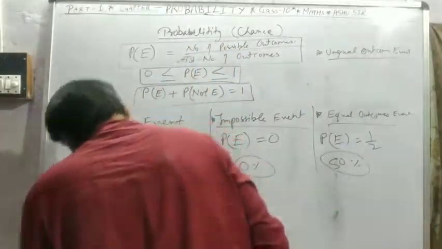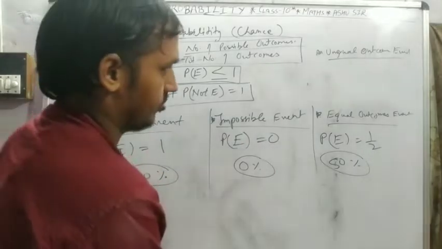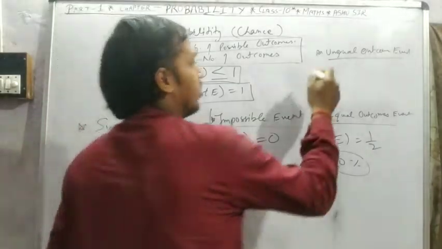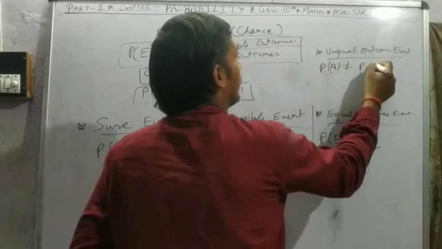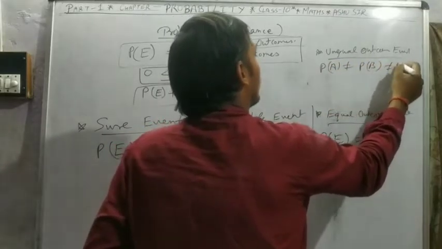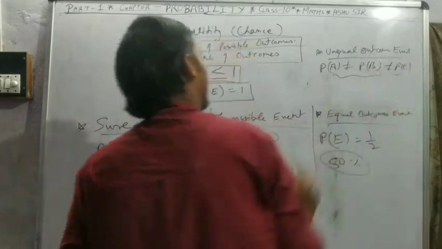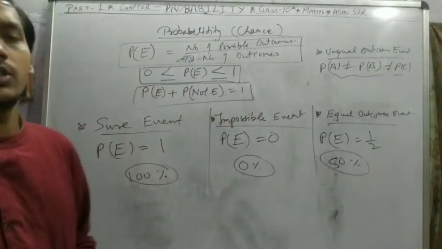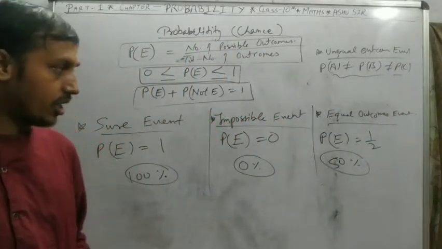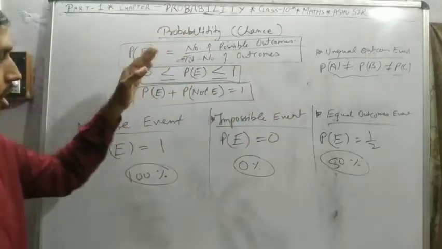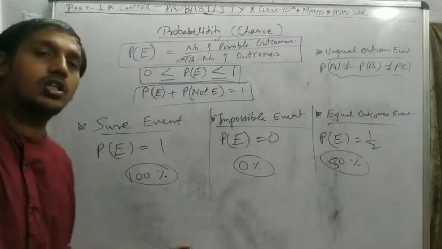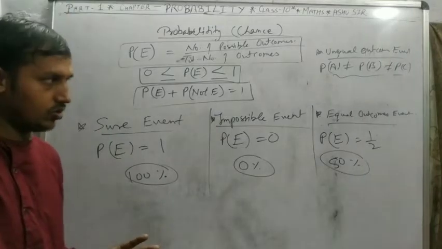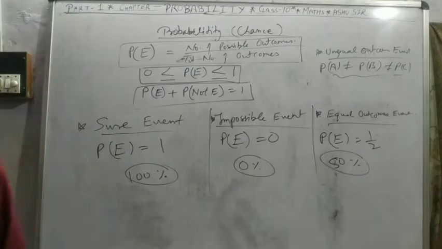And unequal means all the other events. It means the probability of event A is not equal to the probability of event B, is not equal to the probability of event C, and so on. They are unequal events. Just like selecting A, B, C, D, all the probabilities are different. So these types of events are called unequal outcomes. Okay? Pause the video and note down.